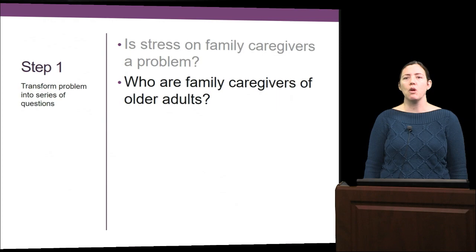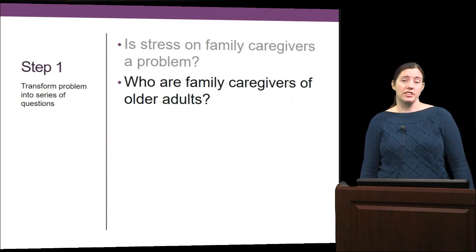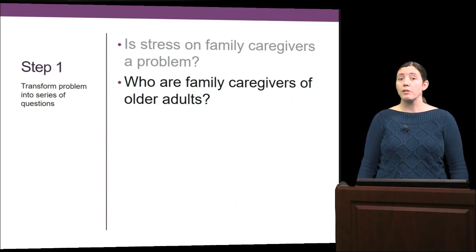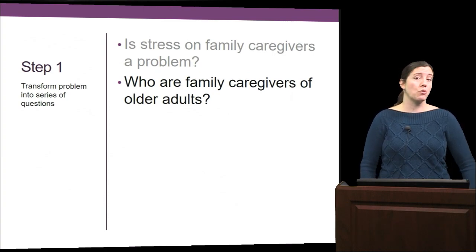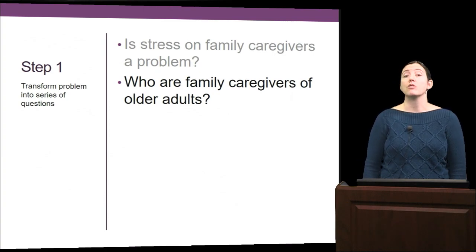Second question is, who are these family caregivers of older adults? Are they children? Are they brothers or sisters? Are they spouses? What the relationship is there is important. And also, who are they? Where do they live? How many of them are there? Are there more of them in the cities or more in the rural areas? All these things would inform the way that you would approach this problem.